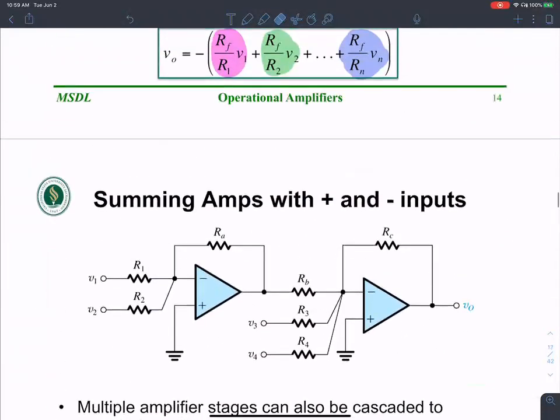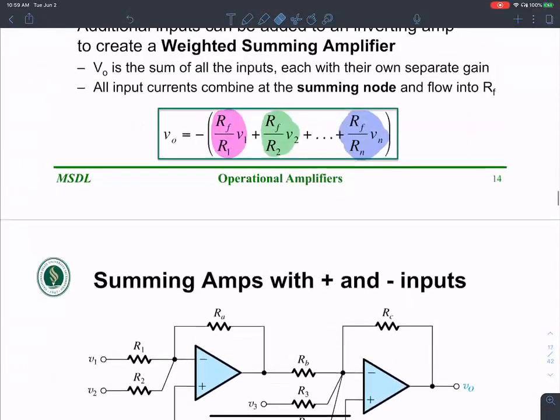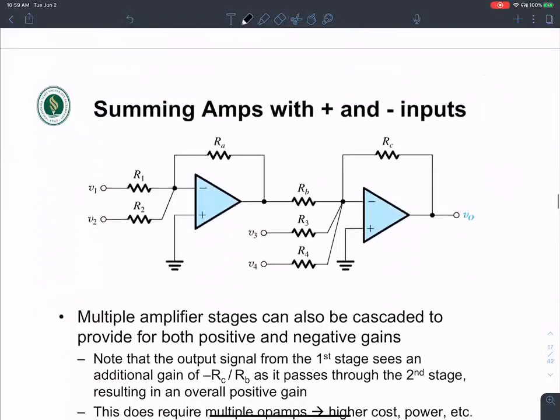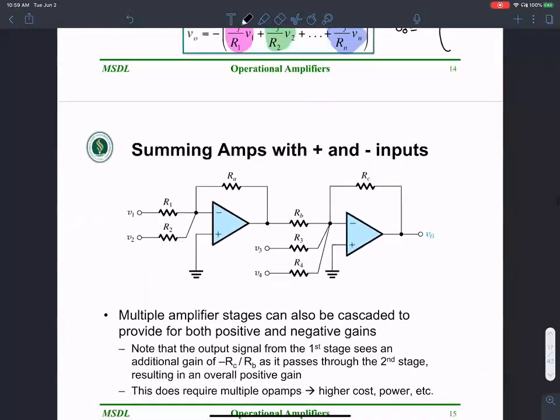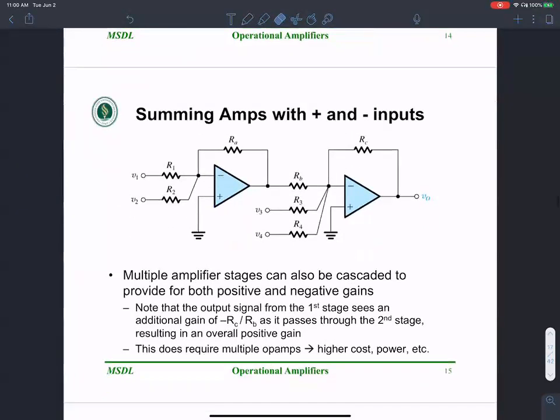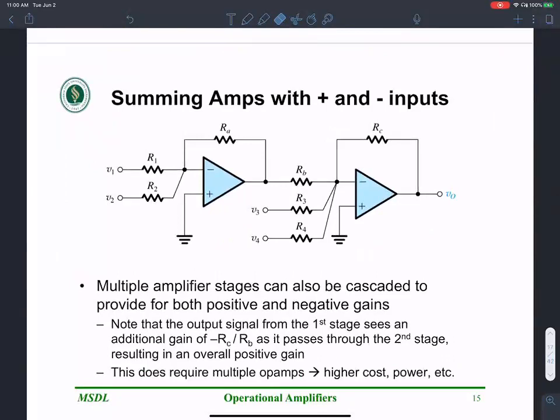So here is a summing amplifier with positive and negative inputs. Pay attention to this. The idea is that V output is a negative sum of all of these inputs. What if I wanted to have some terminals add and some terminals subtract? Well, I can do that by having two stages of amplifiers. Both of these are inverting amplifiers. See, what I have done is I have cascaded two stages of inverting amplifiers. Multiple amplifier stages can also be cascaded to provide for both positive and negative gains.